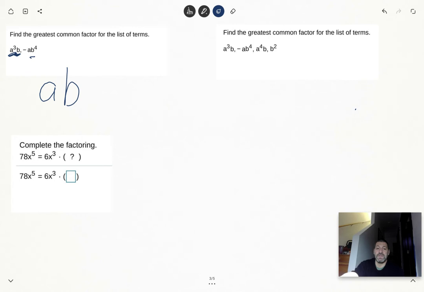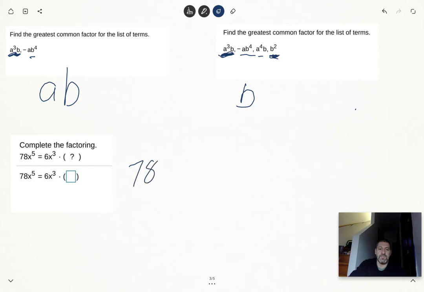Okay, so again, we have 4 terms here. What's the largest number of a's that go into each term? This last term doesn't have any a's, so they don't have any a's in common. Then we have to see if they have any b's in common. What's the largest number of b's that are in all 4 terms? This one only has one b, so the only thing these 4 terms have in common is a b. That's the greatest common factor.